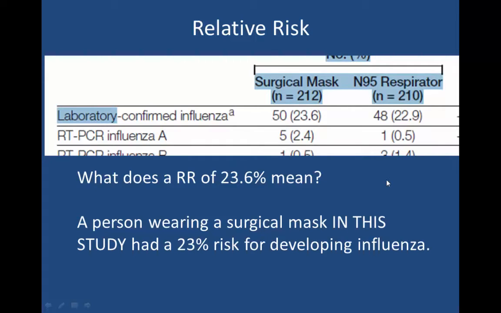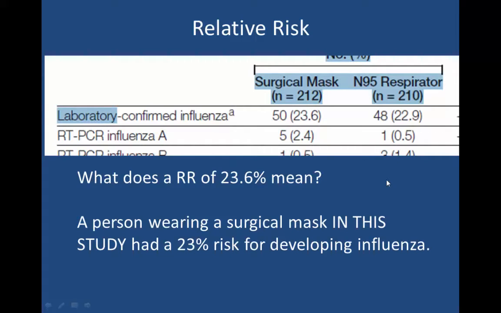So a person wearing a surgical mask in this study had a 23% risk for developing influenza. In this study, a person who wore the N95 respirator mask had basically a 23% risk for developing influenza. So that's how you report those results.